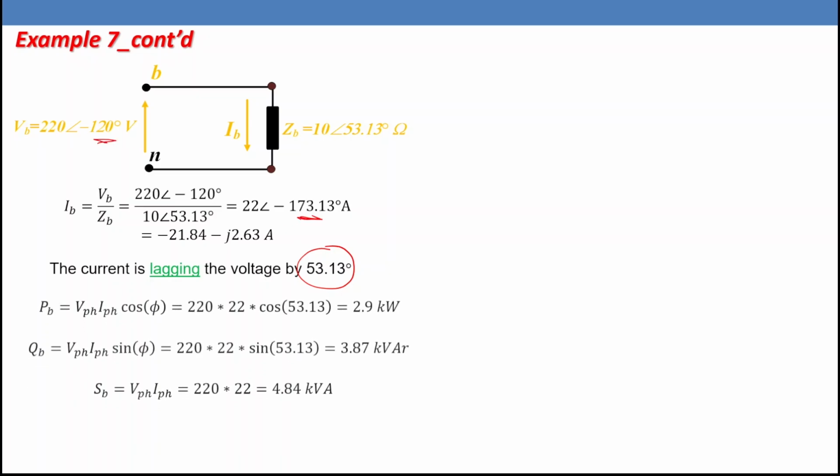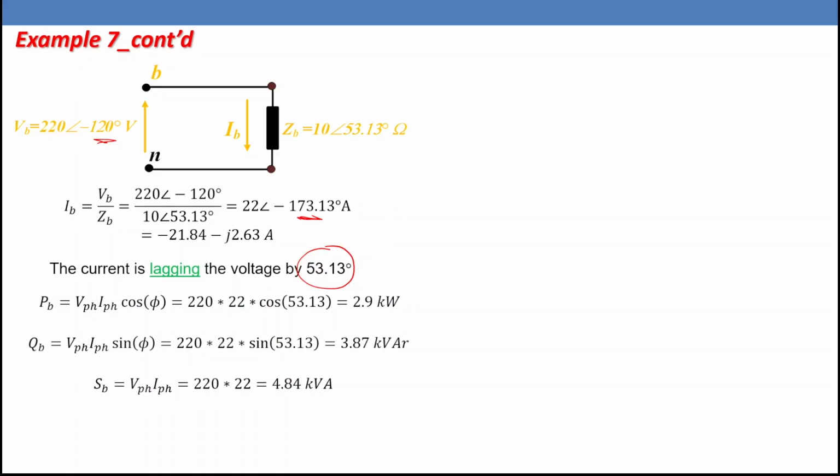So what about the power? Power is V phase I phase cosine phi, or we can use I square R, so it's up to you. So in this case we have the power 2.9 kilowatt, and regarding the reactive power, V phase I phase sine phi or I phase square X. So S equals root PB square plus QB square or V phase I phase. If you need the angle of the S, you need to multiply V phase by I phase conjugate.